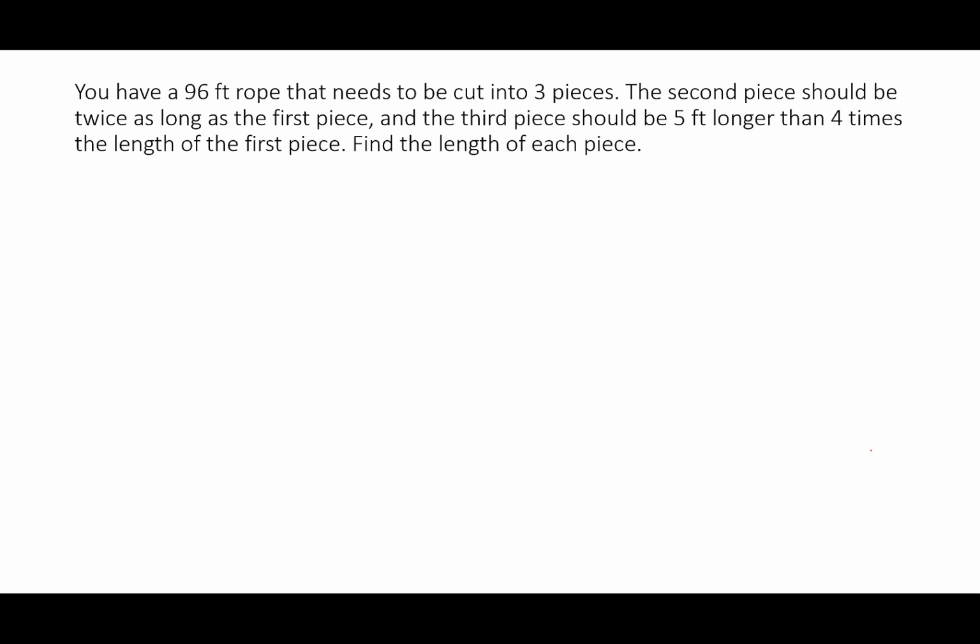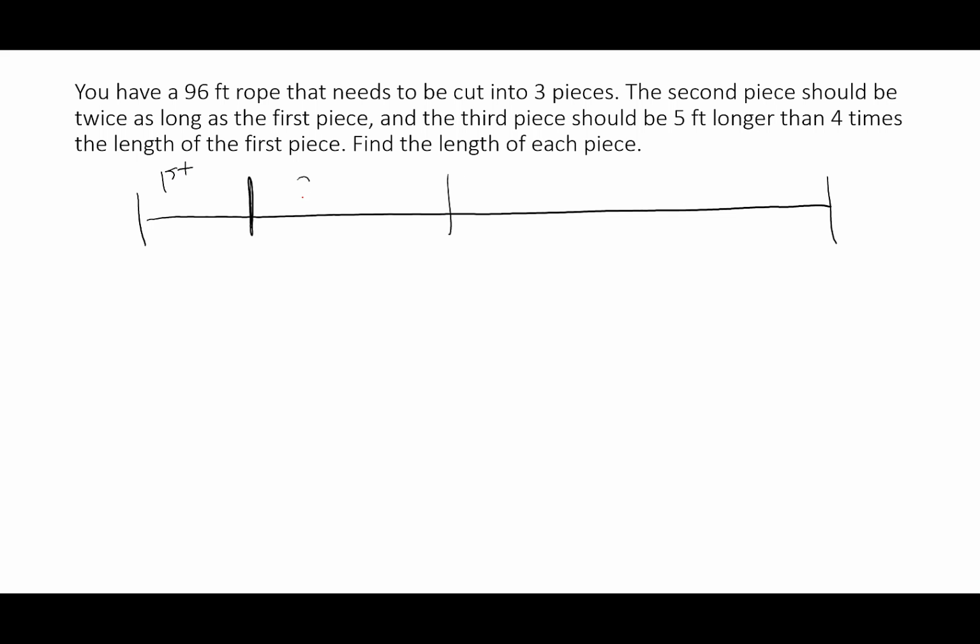Let's step away from finance. Now we have a 96-foot rope that needs to be cut into 3 pieces. The second piece should be twice as long as the first piece, and the third piece should be 5 feet longer than 4 times the length of the first piece. Let's find the length of each piece. So here's what I'm going to write out. I have this long 96-foot rope, and there's going to be 3 pieces. So here's my first piece.